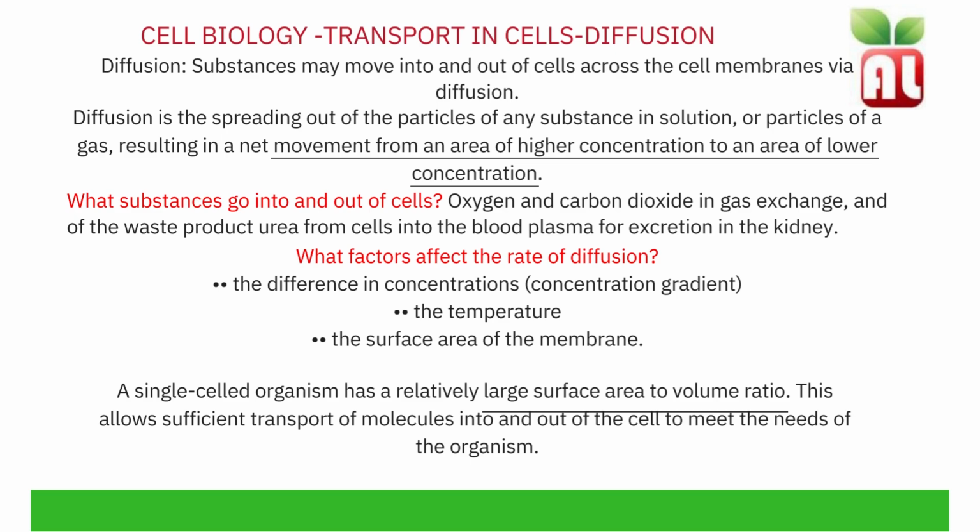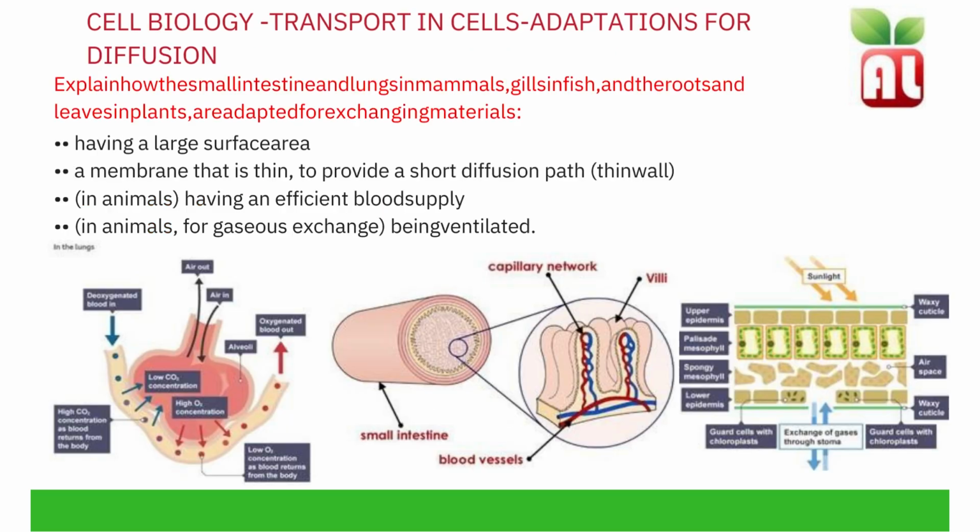This is different to a multicellular organism, which has a much lower surface area to volume ratio. Multicellular organisms, for example humans, require specialised exchange surfaces such as the alveoli in the lungs and the villi in the small intestine. Transport in cells. Adaptations for diffusion. Explain how the small intestine and lungs in mammals, the gills in fish, and roots and leaves in plants are adapted for exchanging materials.